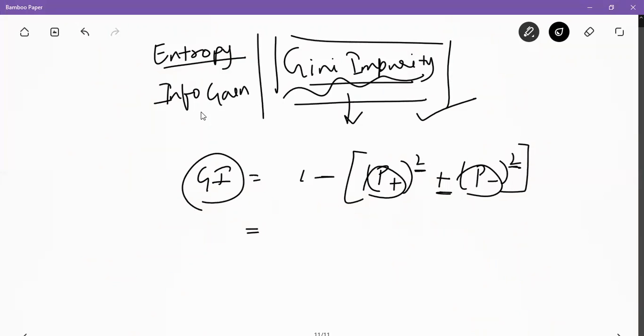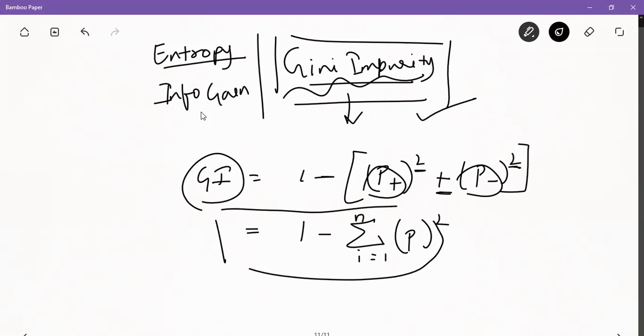It is very important. We can write it as 1 minus the sum of squares of probabilities of the classes. This is the formula for Gini impurity. Basically, Gini impurity is used because addition and subtraction are much easier to compute than logarithms, which we have seen in the entropy formula. Okay, that's the main reason we use Gini impurity. I think that's it for now.